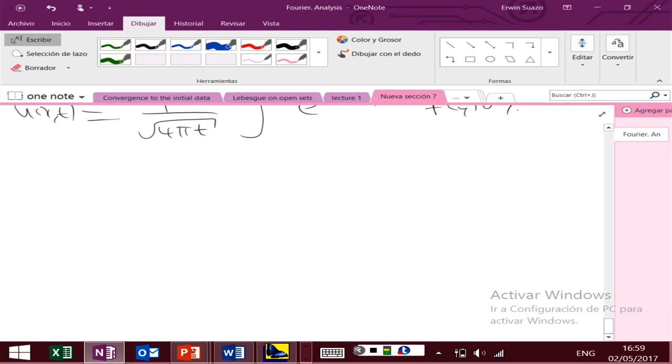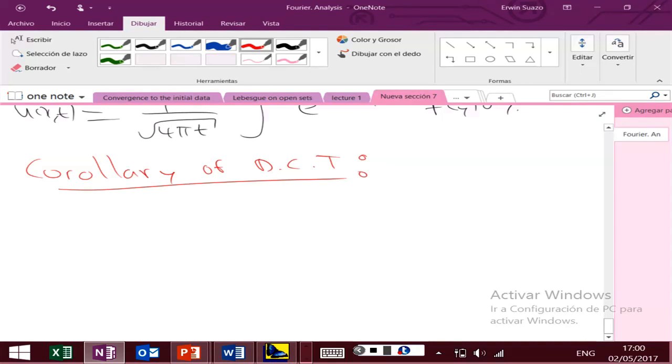Now we're going to do another theorem I want to prove, a corollary, and it's when we interchange the derivative with respect to time with the integral. This is another corollary of the dominated convergence theorem.